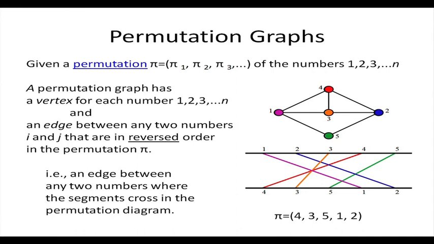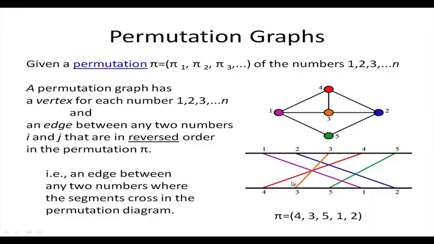Now notice how I can see this in a diagram, which I've drawn on the slide. In this diagram, I've written the numbers 1 through 5 on top, and the permutation itself on the bottom. I've connected them with straight line segments. And of course, if two numbers are reversed numerically, their segments cross. And if they're in the same order, then their segments don't cross. You can easily see that on the diagram, but it also makes sense.